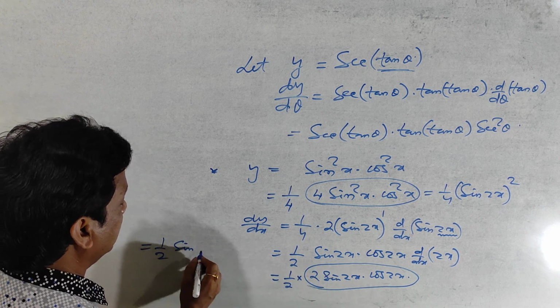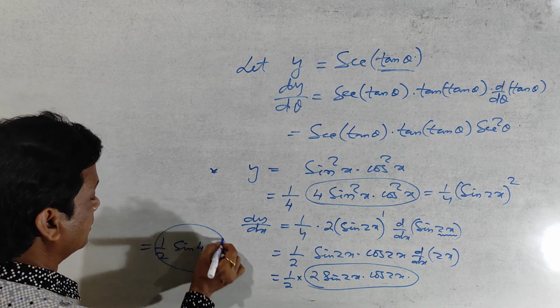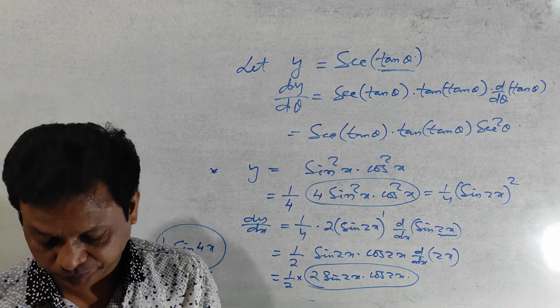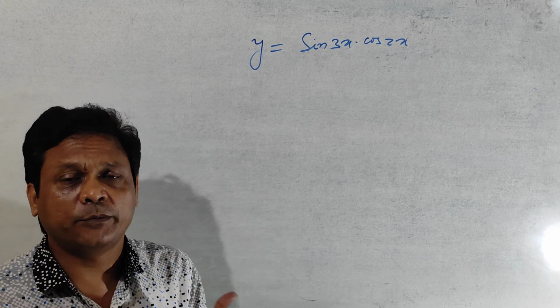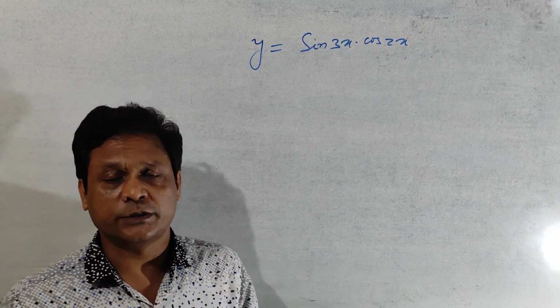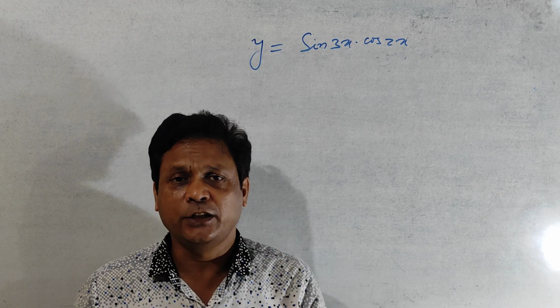Sin 2 into 2x, it is 4x. So this is the answer. Clear? See here, already I have told you 2 sin A into cos B.